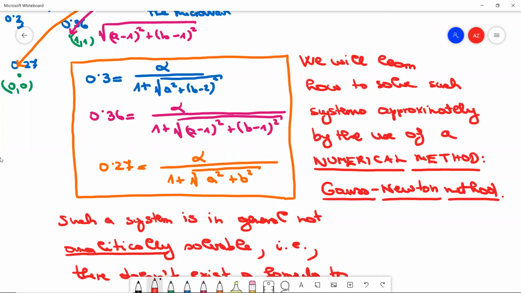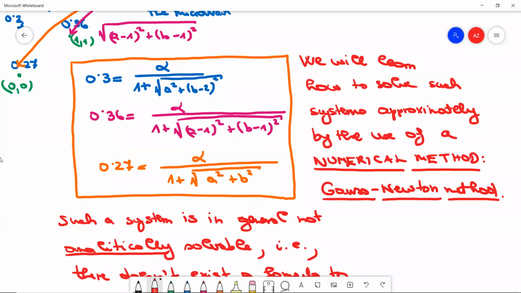So the plan for today is to come to this Gauss-Newton method. First, we will start with one equation in one unknown and recall a special case of this Gauss-Newton method, which you probably already know from analysis. This is the tangent method.